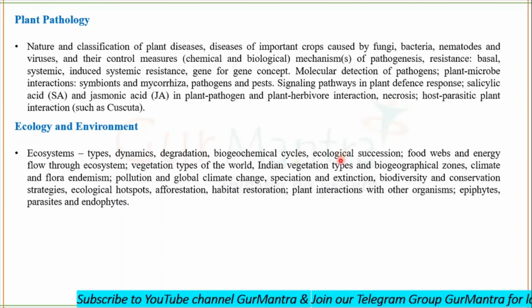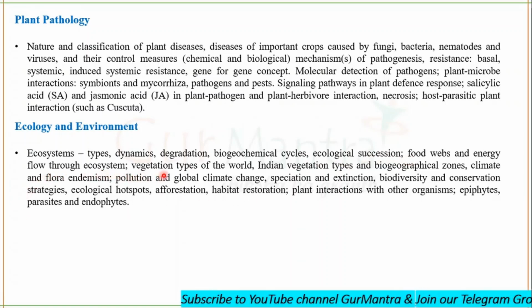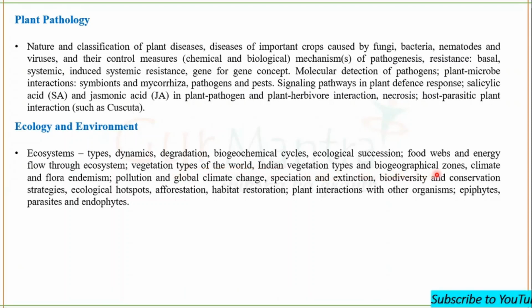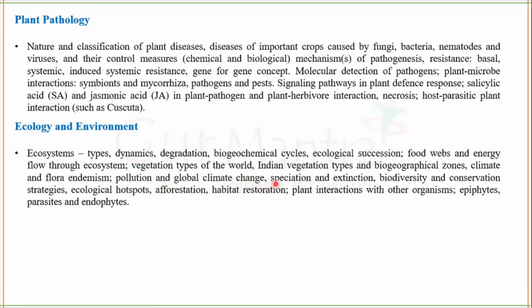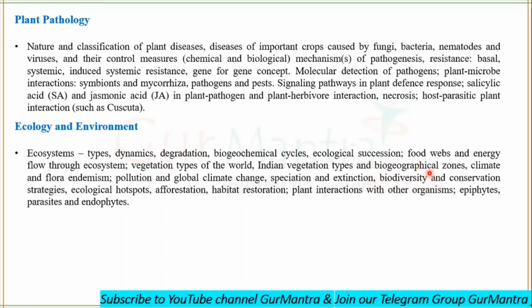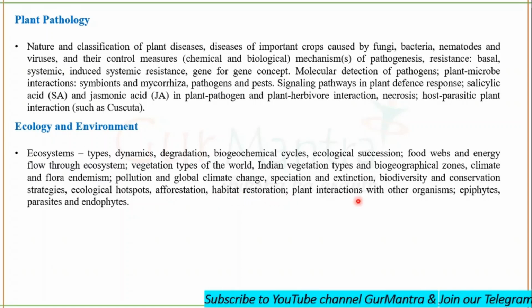We will study how ecological succession takes place, food webs, how the energy flow occurs in the ecosystem, what type of vegetation is found in the world and in India, what types of biogeographical zones are there, what about climate and flora, endemism. We will be talking about pollution and global climate change, speciation and extinction. We will be studying the importance of biodiversity and why we need to conserve it. We will see the ecological hotspots, afforestation, habitat restoration, etc.